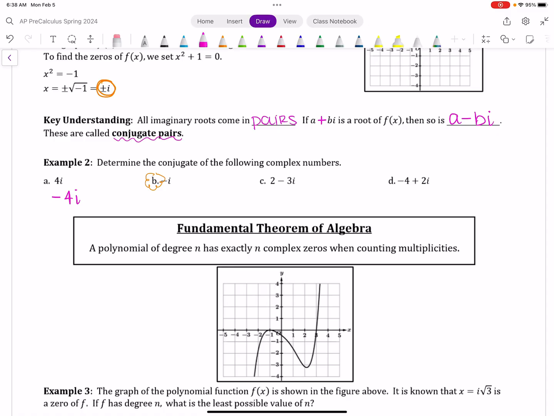For part C, we have 2 minus 3i, so we want to change the sign of that imaginary part, which gives us the conjugate pair of 2 plus 3i. I want you guys to try part D as well.